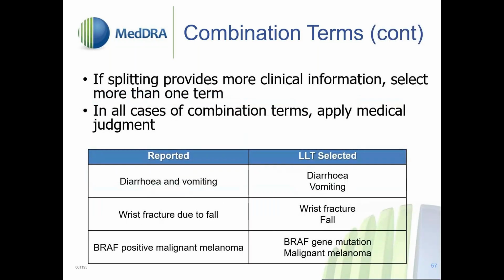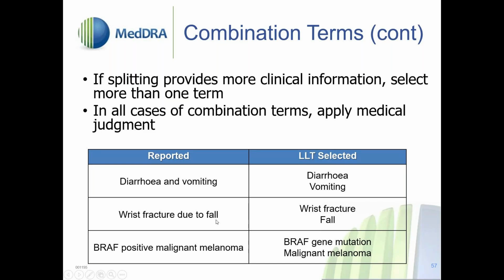If you get a verbatim representing a combination of relevant clinical information and no corresponding combination term is available in MedDRA, then you should split code. You should select more than one LLT to capture all relevant medical information. In the first example, we would split and code two LLTs, diarrhea and vomiting. We wouldn't lump this information under a more vague LLT like gastrointestinal upset, for instance.